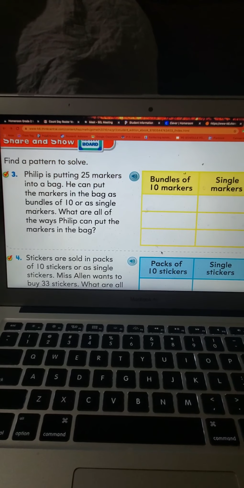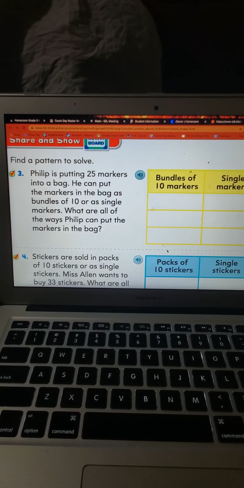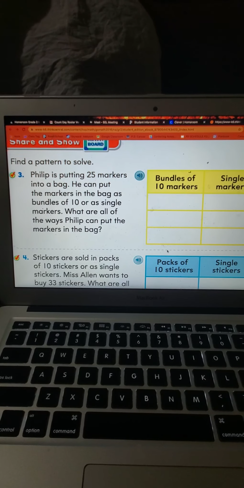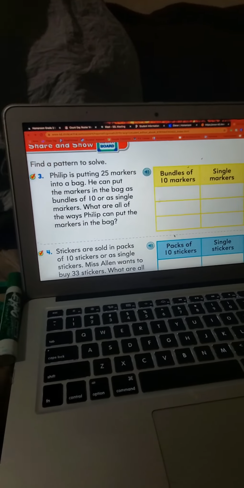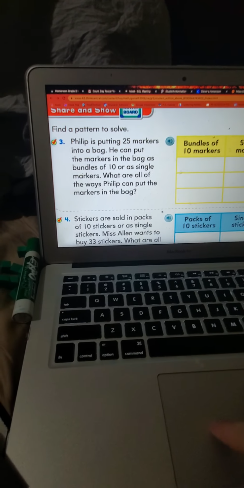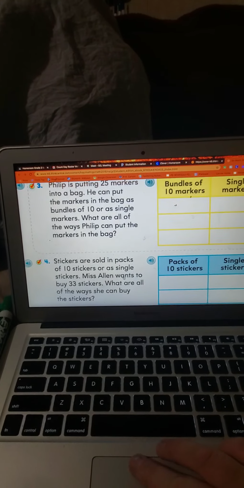Okay, now what I want you to do, since we just talked about place value blocks and how we can describe a certain number using place value blocks in different ways. So we're looking at number 3 on page 51. Okay, so let's go back to number 3. First of all, let's read the directions, because if we don't read the directions, we're not going to know what to do, right?